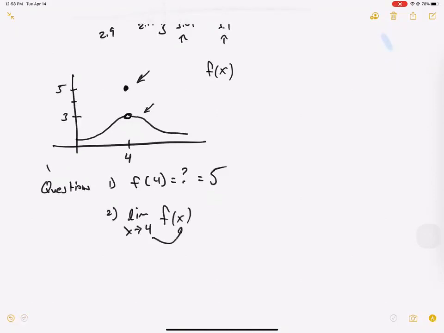Okay, as x goes floating in there, as we say 3.99, 3.999, 4.01, 4.0001, what number are we getting closer to on the y value? That's 3. And that's what limits allow me to do. We're not talking about the hole anymore. We're talking about what the graph looks like it should have been.